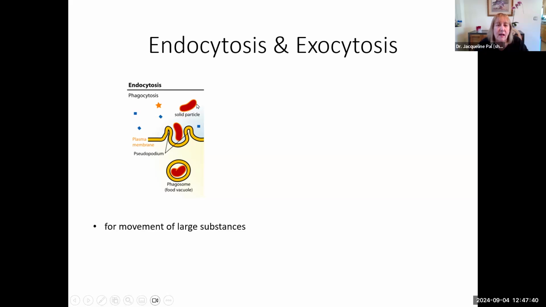So here is a cell with a solid particle, could be a little E. coli. Notice what happens is the plasma membrane of the cell goes up and completely surrounds it and engulfs it. And it's going to form a little vesicle surrounding that little piece of food.